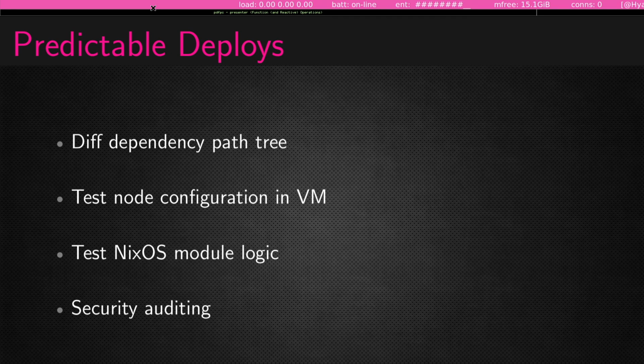We can test NixOS module logic. So modules are kind of like Chef cookbooks to a degree. So you can have an Elasticsearch module, and you can test that in isolation in a VM. And it's fairly simple to do. And then you can do some level of security auditing, because you can actually see what versions of OpenSSL might be installed for any of your dependencies inside of the whole current system, right? Just to make sure that you're not using anything that has a vulnerability.